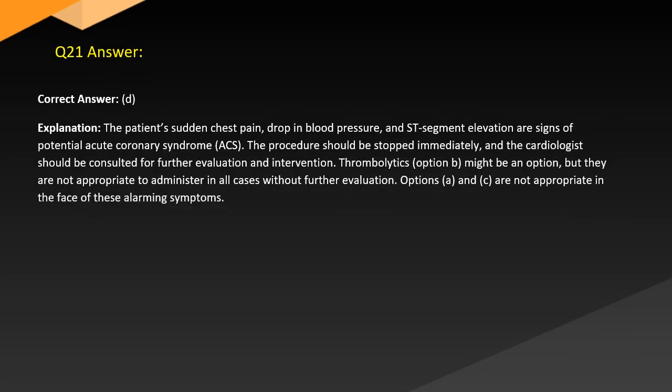Answer. Correct answer, D. Explanation. The patient's sudden chest pain, drop in blood pressure, and ST segment elevation are signs of potential acute coronary syndrome, ACS. The procedure should be stopped immediately and the cardiologist should be consulted for further evaluation and intervention. Thrombolytics, option B, might be an option, but they are not appropriate to administer in all cases without further evaluation. Options A and C are not appropriate in the face of these alarming symptoms.